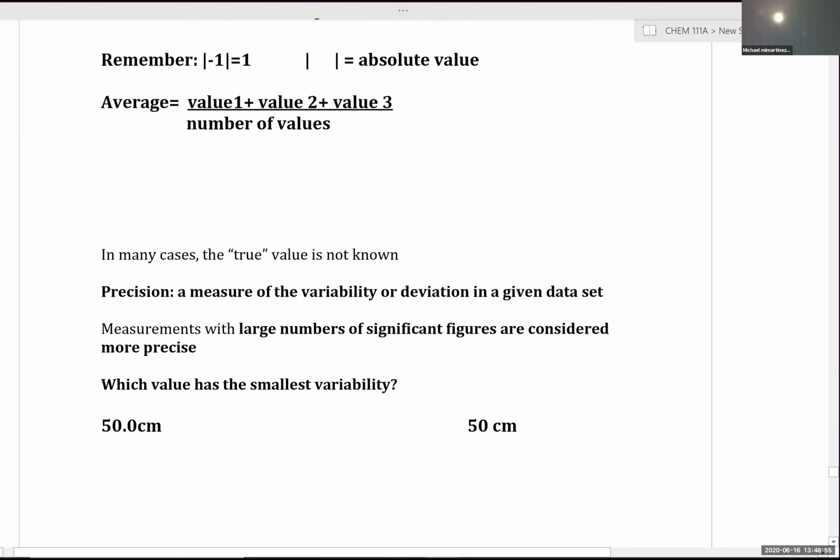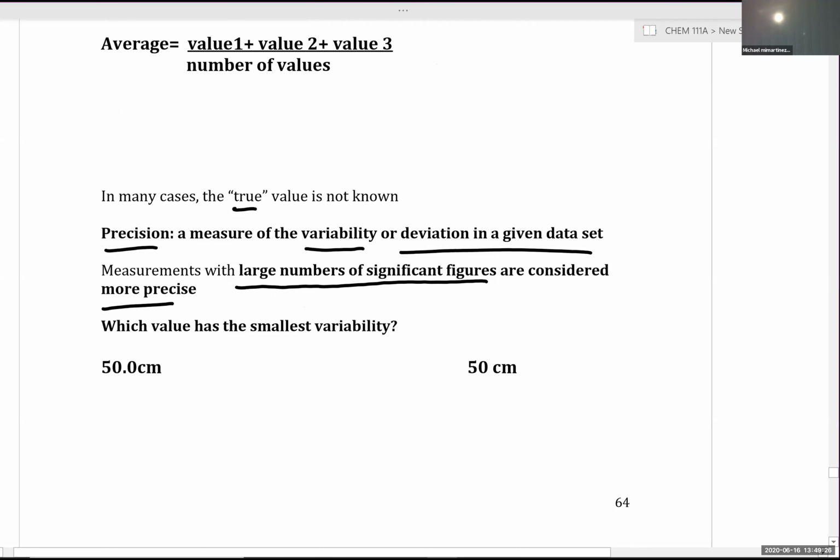Unfortunately, in many cases, the true value is not known. So precision is a way of looking at a data set without necessarily knowing what the true value that you're trying to measure is. So precision is the variability or deviation in a data set. Measurements with a large number of significant figures are considered more precise.